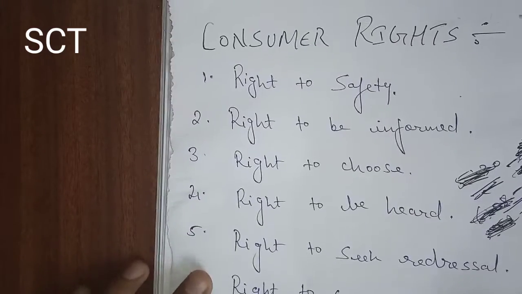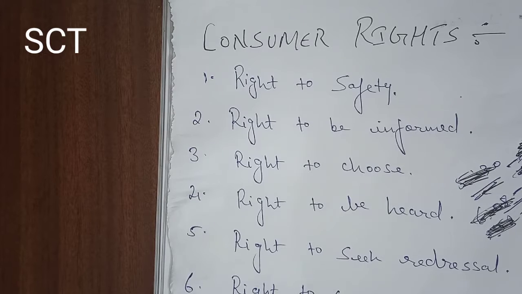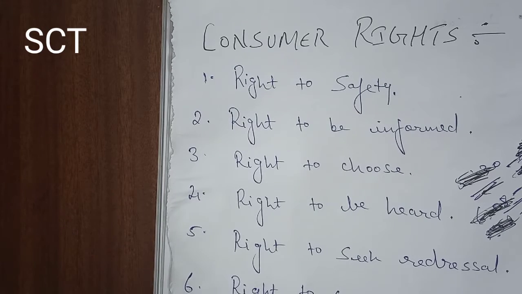The first right, right to safety. According to this right, the consumer has the right to be protected against goods and services which are hazardous to life and health, which means those goods which are dangerous to the life and health of the consumer should not be sold in the market and should not be provided to the consumer.